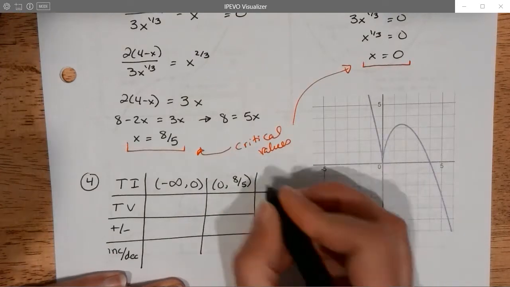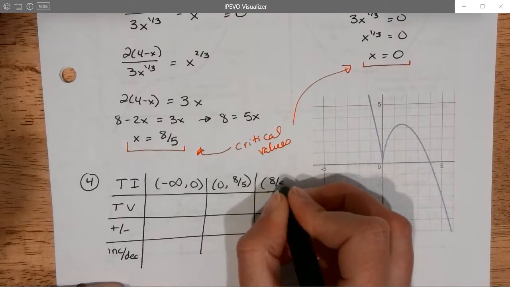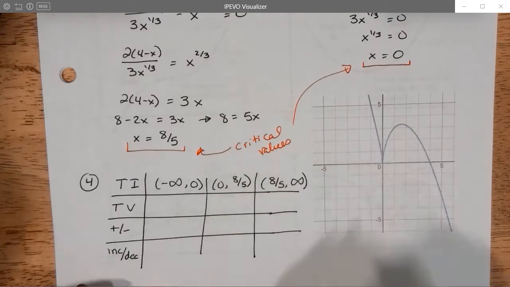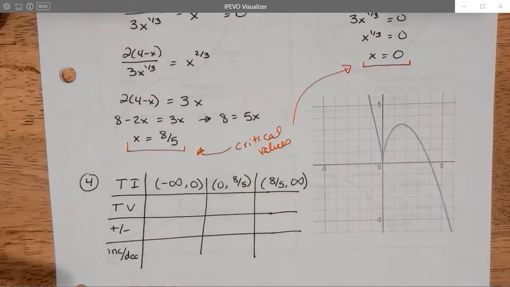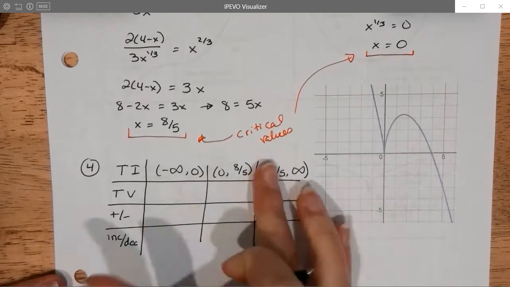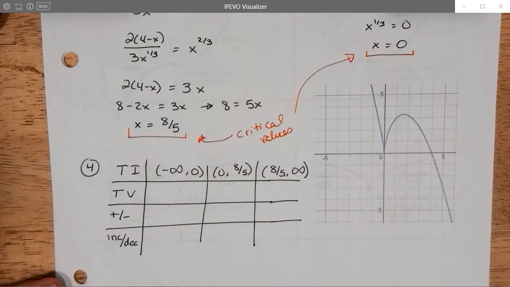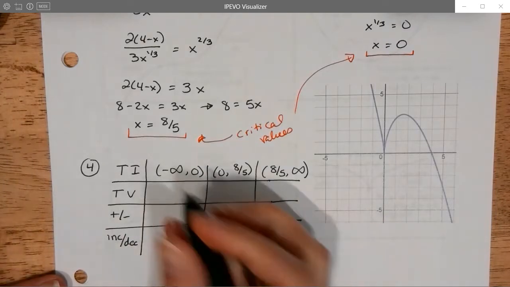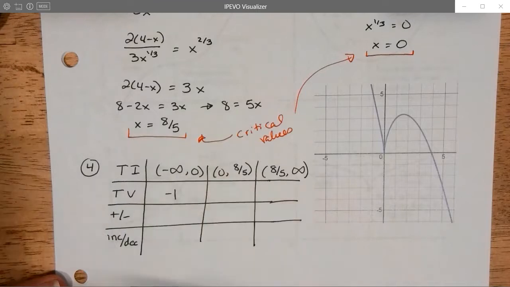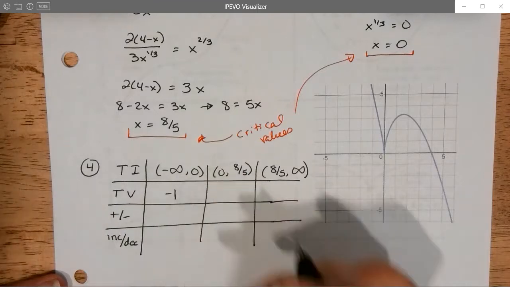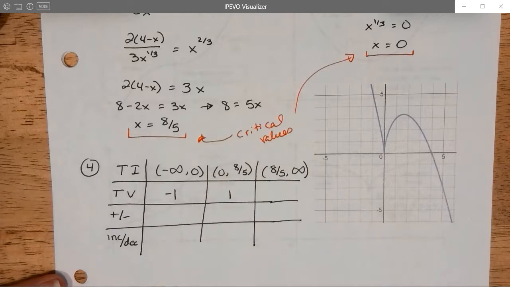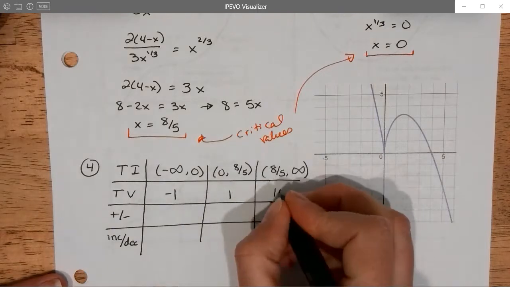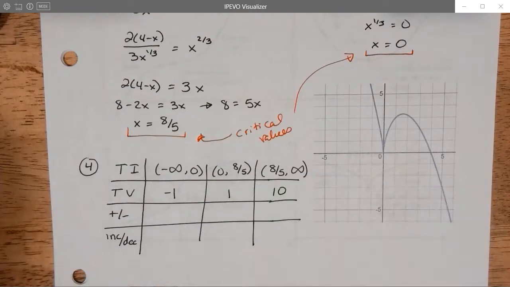And finally, we'll go from 8/5 to infinity. Okay, two critical values, so two partitions of the domain. Taking two breaks gives us three intervals. Test values. Pick something less than 0, so I'll choose -1. Pick something between 0 and 8/5. 8/5 is larger than 1, so I'll pick 1. And pick something bigger than 8/5. Again, I'll just pick something arbitrary like 10. It happens to be bigger than 8/5.